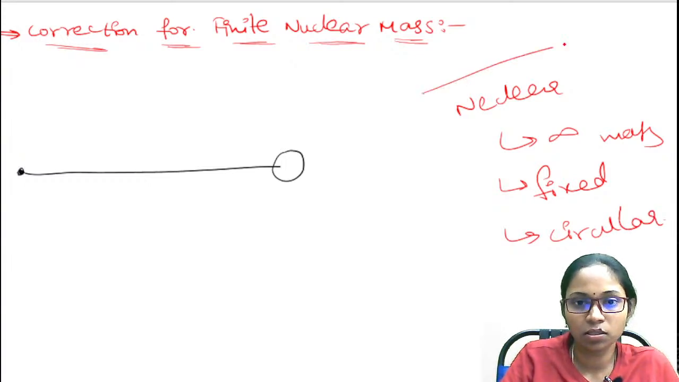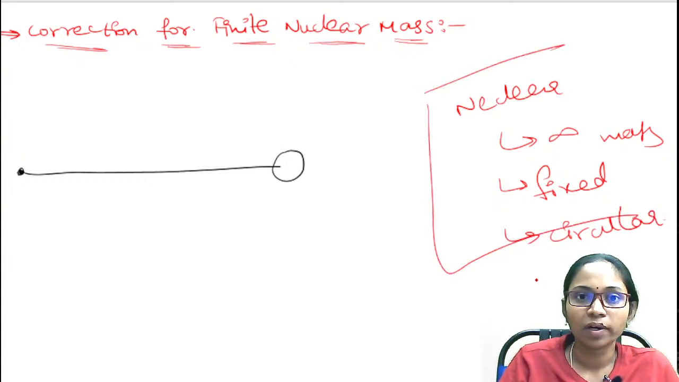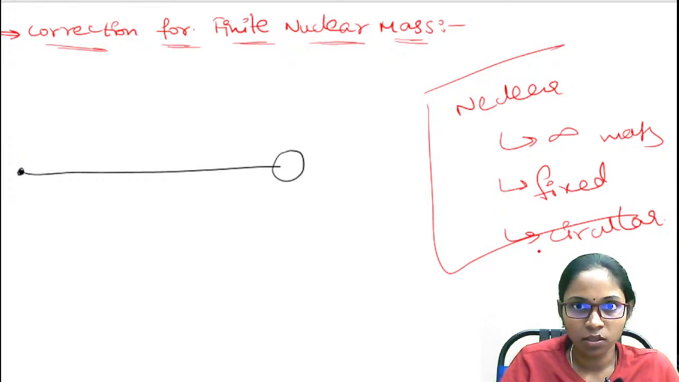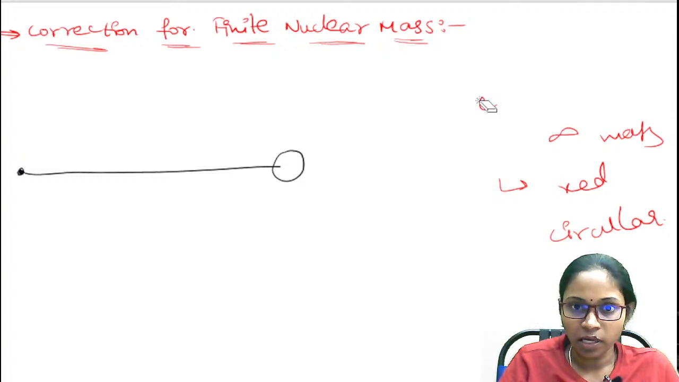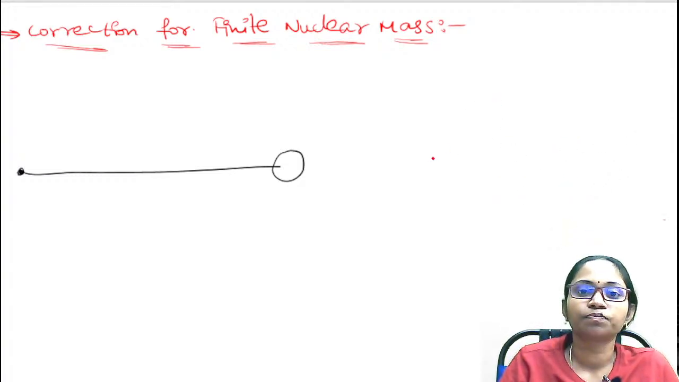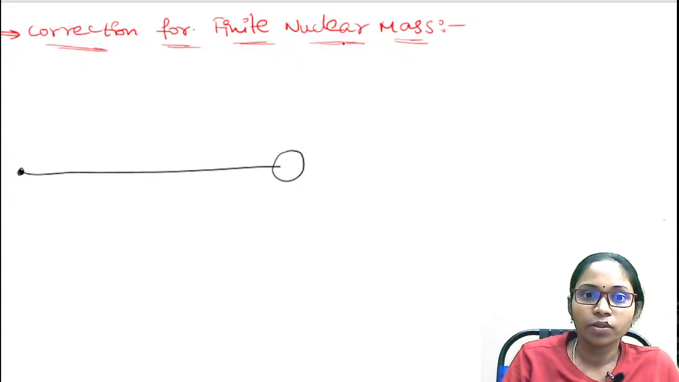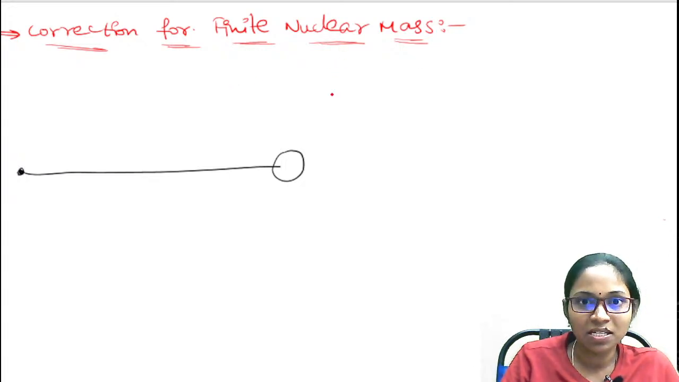These are the conditions we applied to find the energy equation for the nth orbit, the velocity and radius equations for the nth orbit, and also the Rydberg constant. But we have to make a correction for Bohr's atomic model by considering that the nucleus is of finite mass and it is also moving.